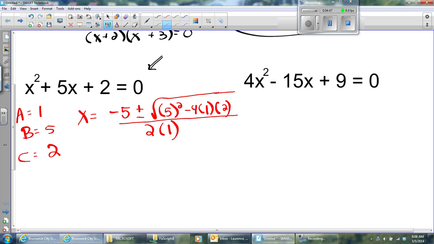All right, so now I'm going to simplify this, and I'm going to work inside out following the order of operations. So I do nothing with the negative 5. Inside the square root, I'm going to do the square first. I'm going to get 25.